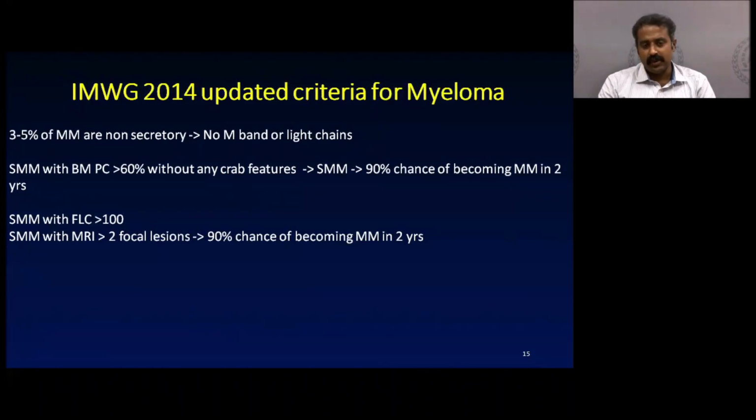Also, it was found that 3 to 5% of multiple myeloma are non-secretory, and in such patients, M protein or light chains are not produced. So in 2014, the criteria was slightly modified. This was the 2009 criteria. This was modified. The monoclonal protein criteria was taken off. You had to have bone marrow plasma cell more than 10%, and then you had to have what is called SLiM CRAB. 1 out of the 4 of the SLiM criteria had to be present. In the next few slides, I will tell you what is SLiM CRAB.